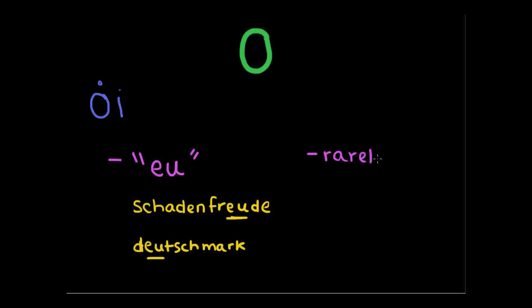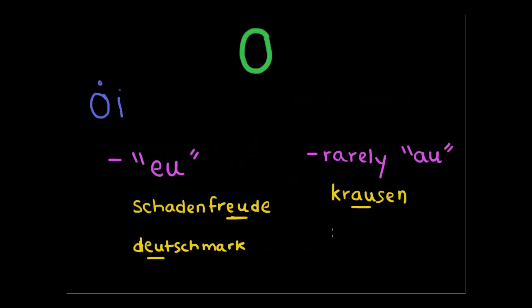Rarely is it going to be AU for the oi sound. There are only like two German words where this happens. The first one is Kreuzen, with AU. So just learn that word, because that's one exception. It's going to be AU.